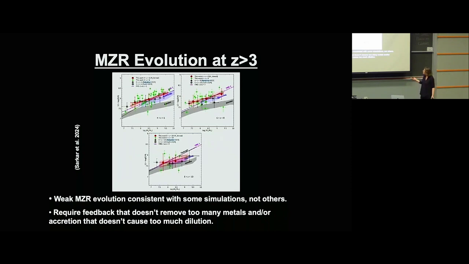The evolution is mild. It's consistent with some simulations, not others. You require some feedback that doesn't remove too many metals, or accretion that doesn't cause too much dilution. But hopefully what you can see is that as you get between redshift 6 and 10, there just aren't that many galaxies. So clearly we need a larger sample.